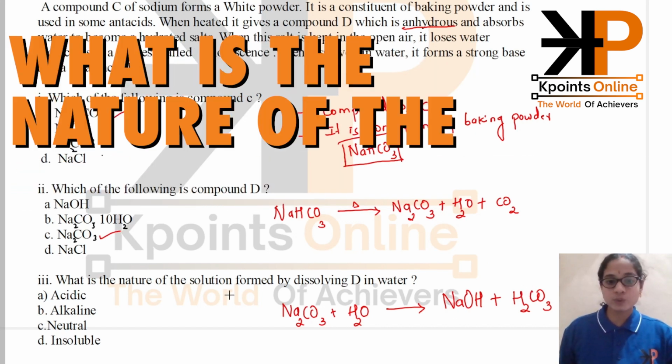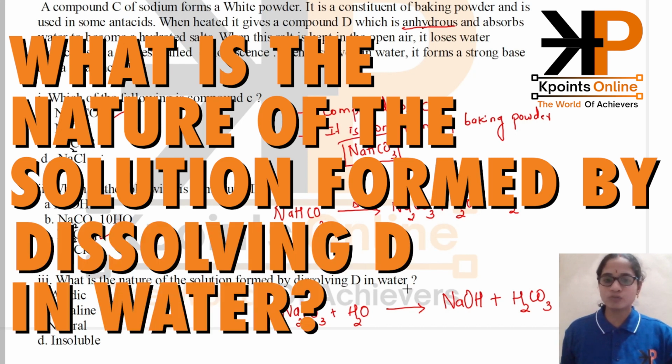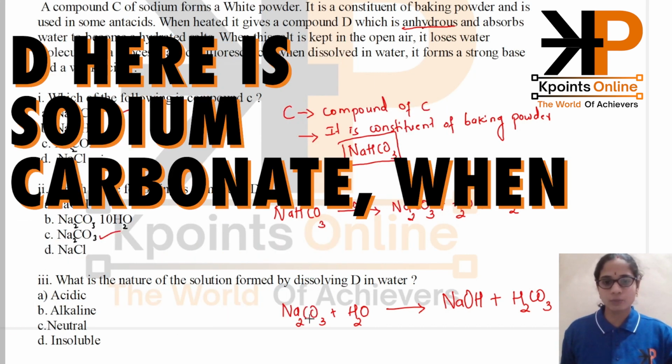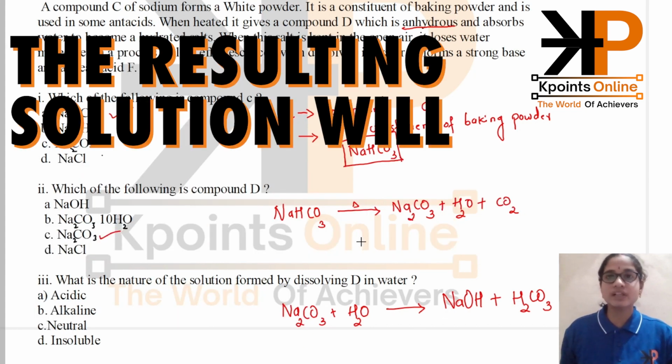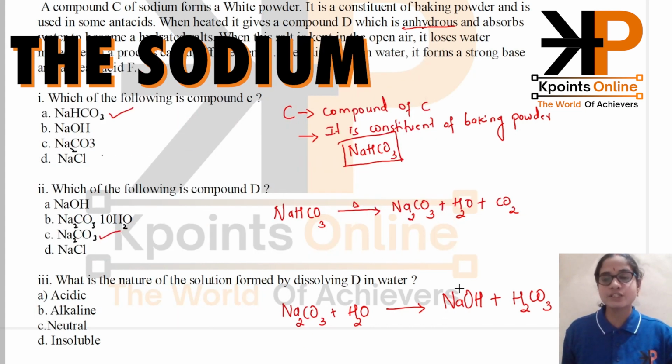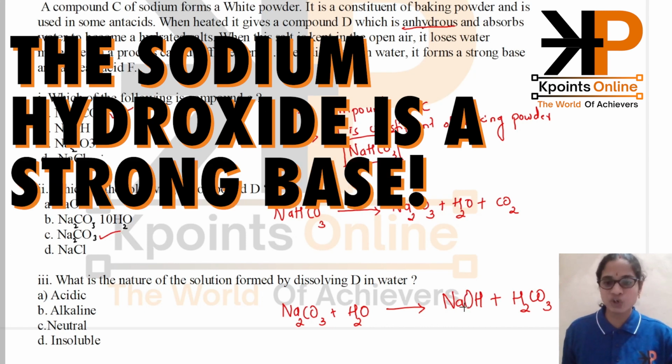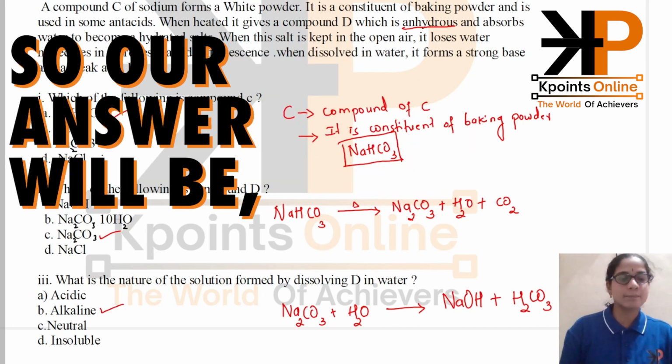What is the nature of the solution formed by dissolving D in water? D here is sodium carbonate. When this is dissolved in water, the resulting solution will be alkaline as sodium hydroxide is the strong base. So our answer will be D.